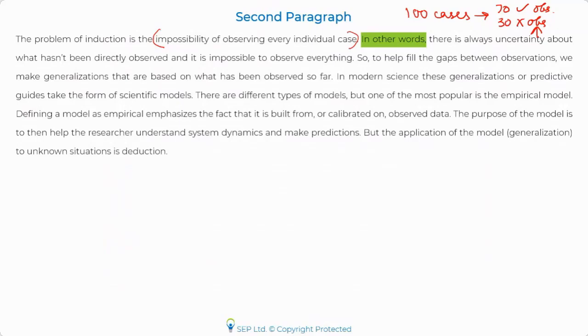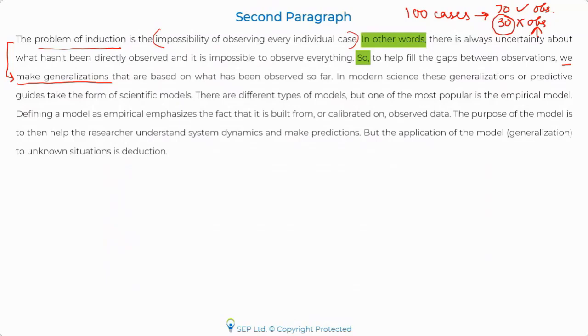Okay. So because there is always going to be this doubt about the remaining unobserved cases, to help fill the gaps between observations, that means for filling the gap, these 30 non-observed cases that are left, what is done? We make generalizations. Okay, so this is the problem, isn't it? That you cannot observe everything. Therefore, for the things that you cannot observe, you have to make generalizations.